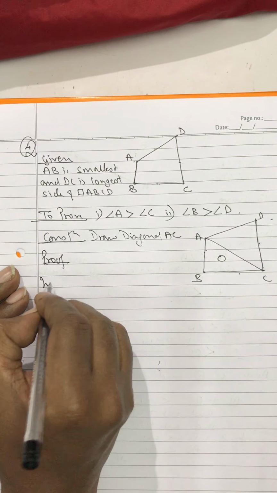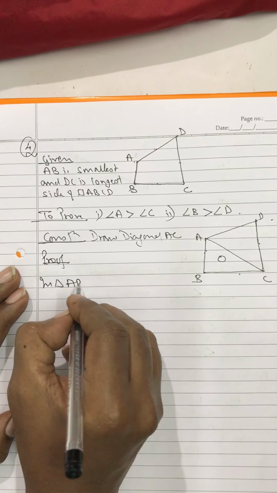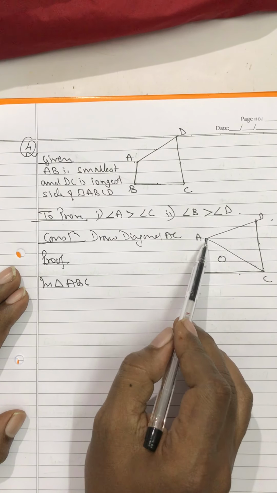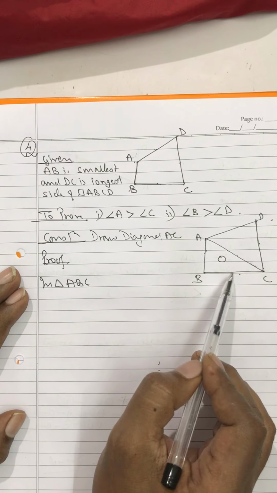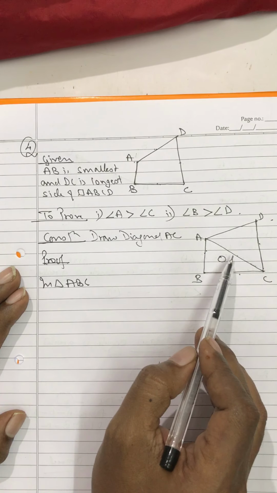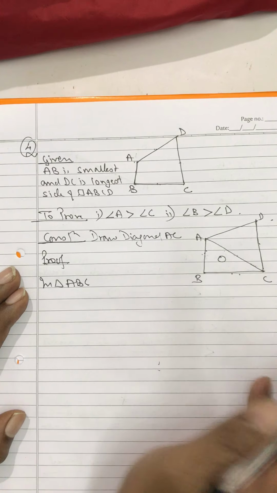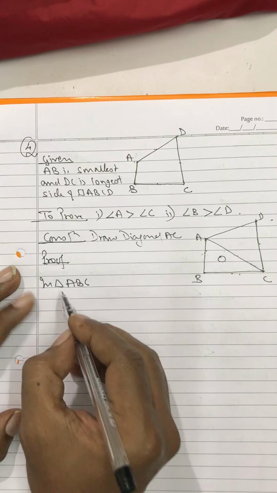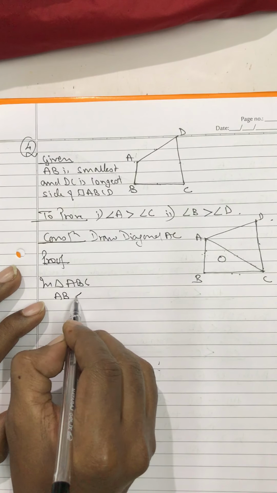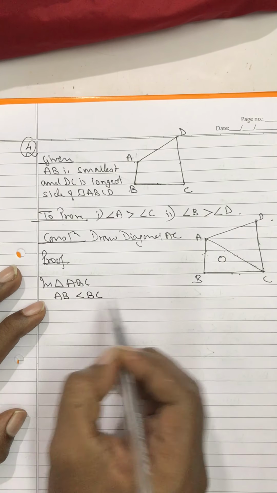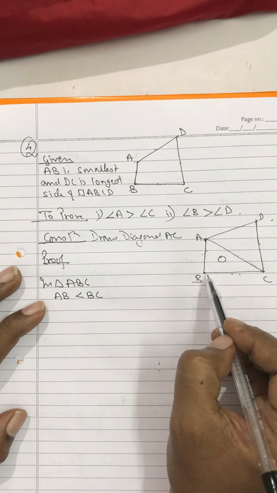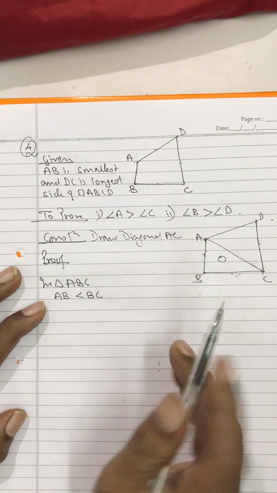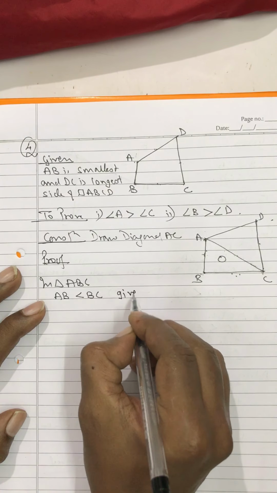In triangle ABC, if I compare, I don't know about AC. Diagonal AC will be among diagonal AC and BC, or even AC and AB. I can't comment anything on that because AC is a new side, it has come over there. But definitely I know AB is smaller than BC because AB is the smallest side of the quadrilateral ABCD. Therefore, when I compare AB and BC, AB will be smaller. This is given.